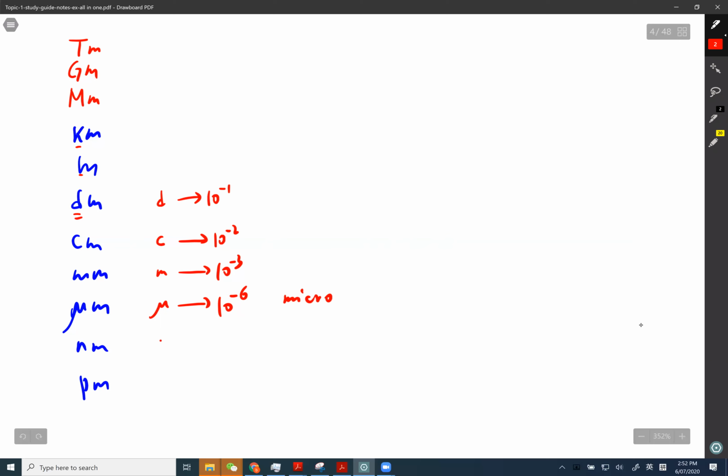This one is famous. Yes, it's called nano, like nanotechnology. Little p, that's about the Beijing stuff, right? PM 2.5. This is pico. I think it's called pico, but you need to double check the spelling because mine is probably wrong.